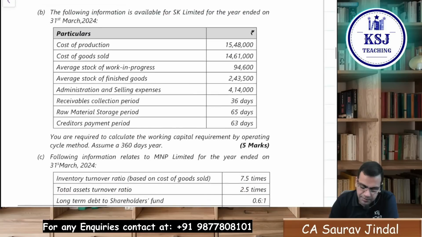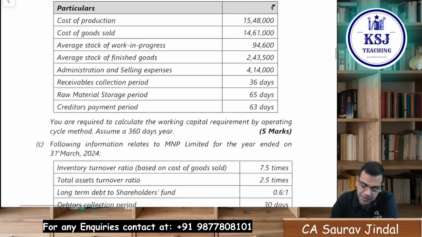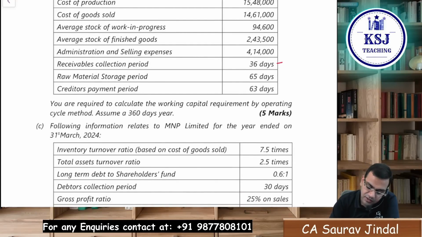Now coming to the B part of the question. The following information is available for SK Limited for the year ended 31st of March 2024. Cost of production is given 15,48,000. Cost of goods sold is given 14,61,000. Average stock of WIP is 94,600. Average stock of finished goods is given. Administration and selling expenses are given. Then receivables collection period, that is R, is given to you. Raw material storage, receivables collection period is R plus W plus F plus D. Debtors collection period, it is D that is given to you.